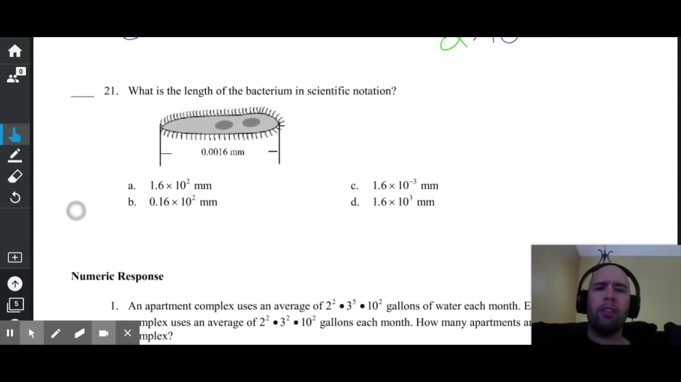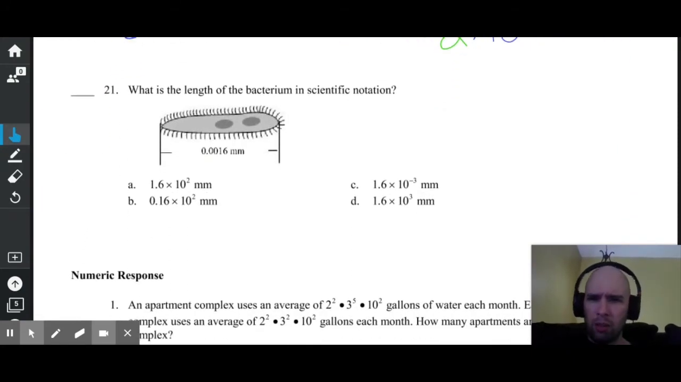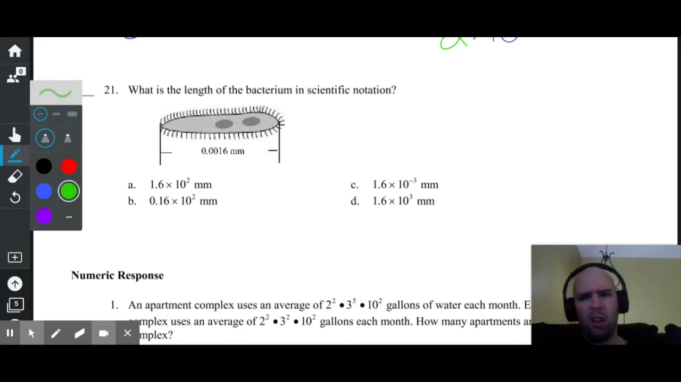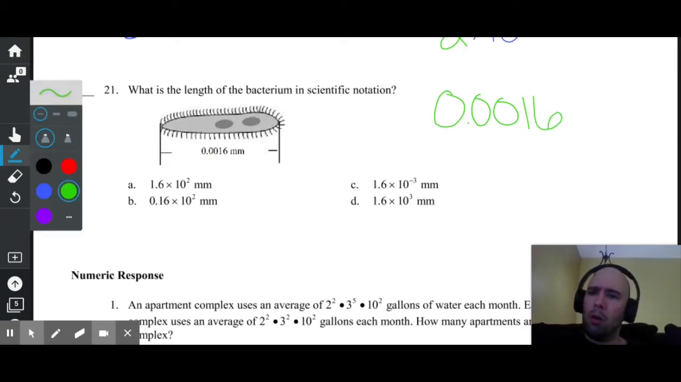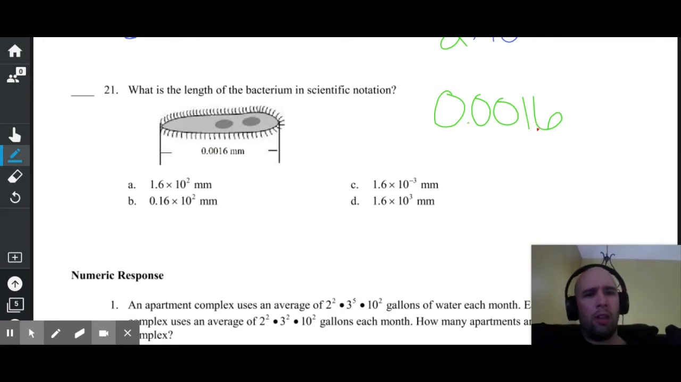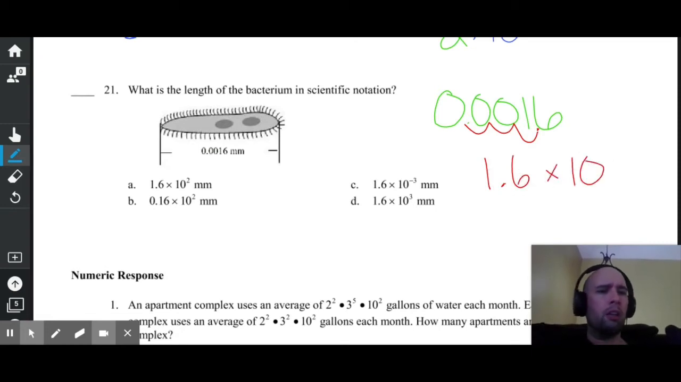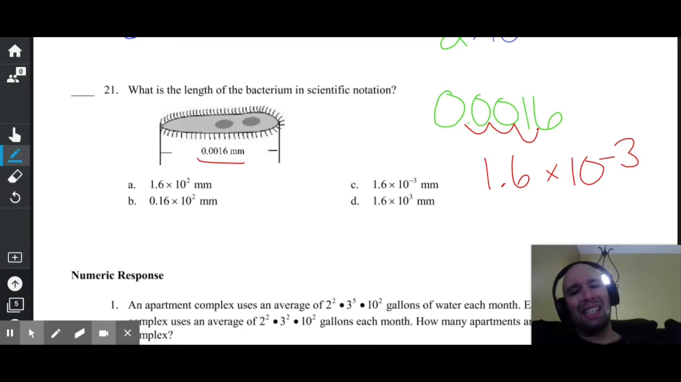What's the length of the bacterium in scientific notation? So I have 0.0016. Where does my dot belong, in between the 1 and the 6? That's a change of 1, 2, 3. So I have 1.6 times 10 to the... It's going to be negative because that number right there is very small. And I moved 3 times, so negative 3, which is C.